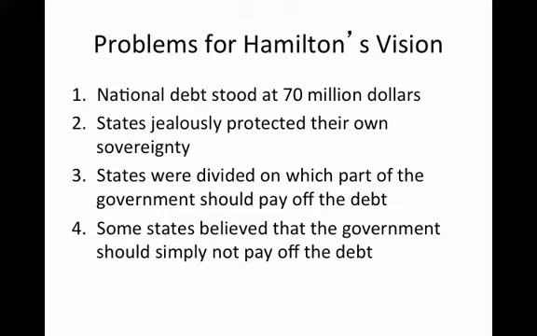The problems for Hamilton's vision. After the Revolutionary War, number one, the national debt stood at $70 million. Number two, the states were jealous in protecting their own sovereignty, meaning they didn't want to give power over to some centralized government. Number three, the states were divided on which part of the government should pay off the debt.